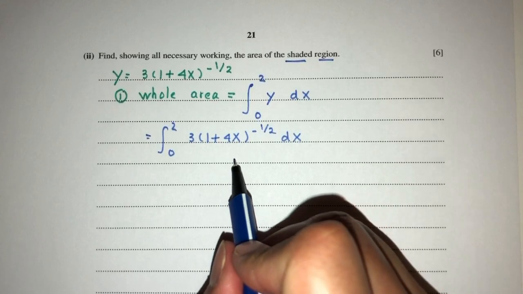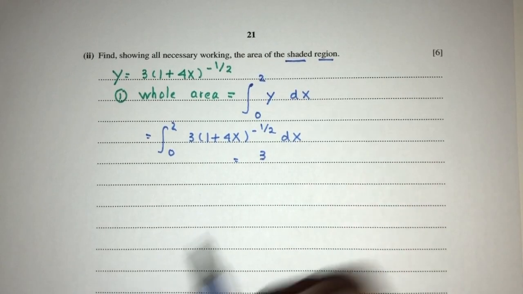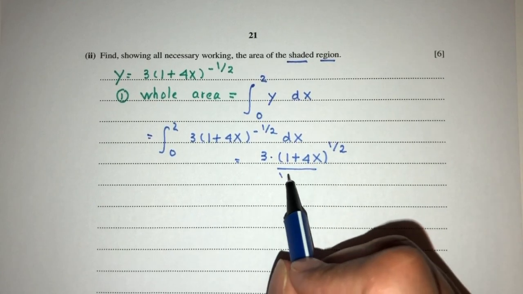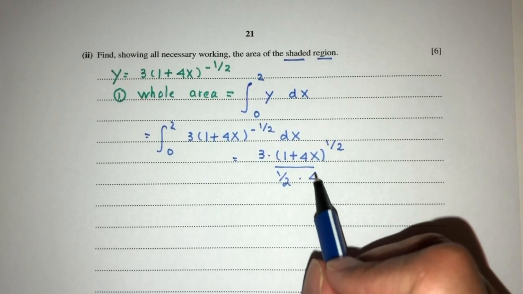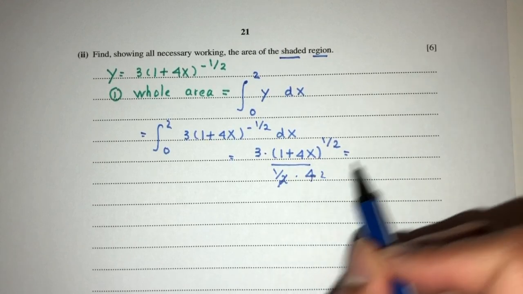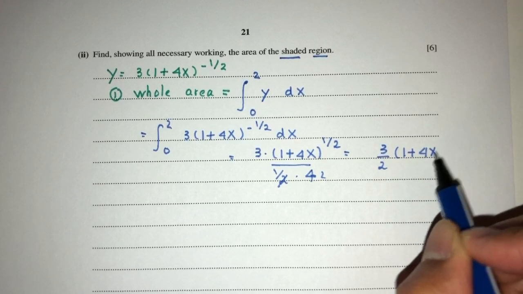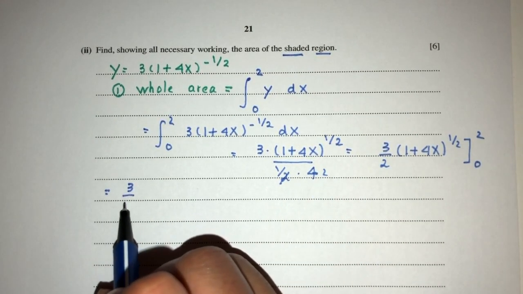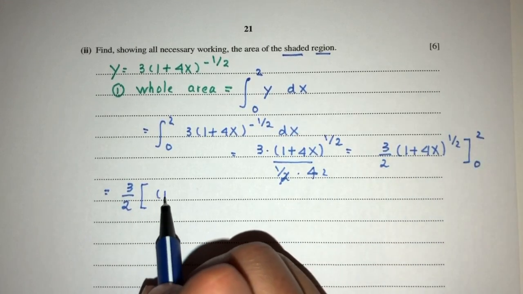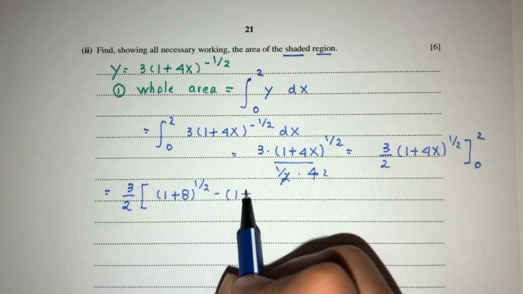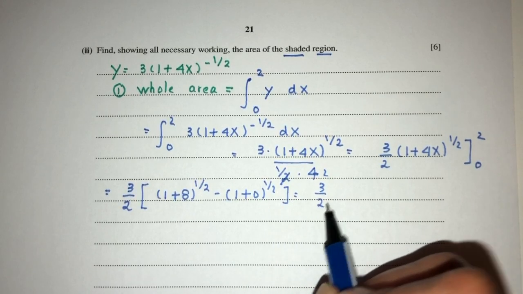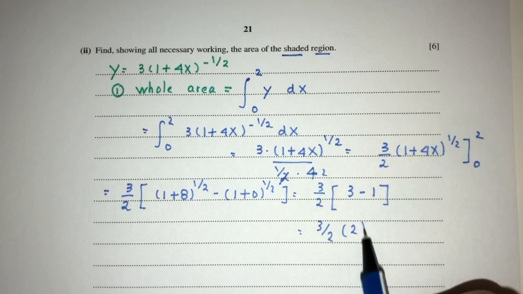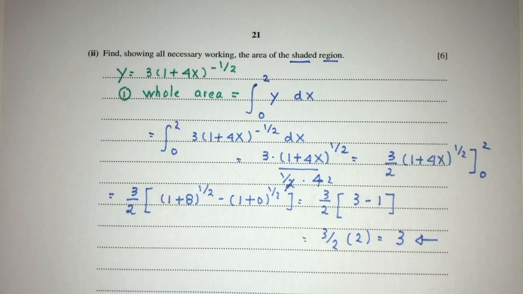Let's see what we get. 3 is only a multiple, so we can write down the same thing. First, we have to increase the power by 1. Minus half plus 1 will be half. Then divide by the power, and divide by d by dx of the value inside, that will be 4. Let's simplify first. That will be 3 over 2, times (1 plus 4x) to the power half, with limits of 0 to 2. Replacing 2 here, that will be (1 plus 8) to the power half minus (1 plus 0) to the power half, times 3 over 2. Now 9 to the power half will be 3, minus 1. That should be 3 over 2 times 2, which is 3. So area number 1, the whole area, is 3 units squared.